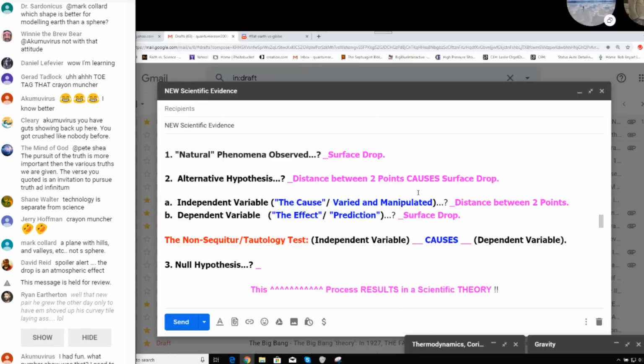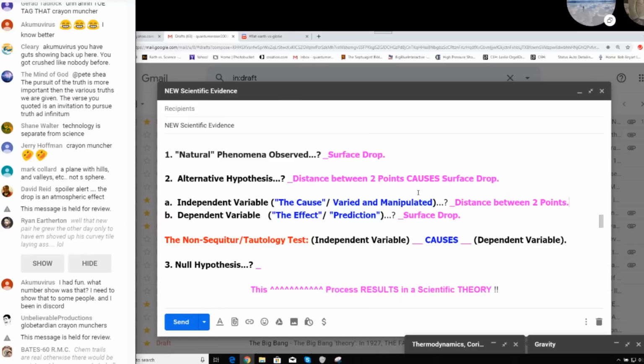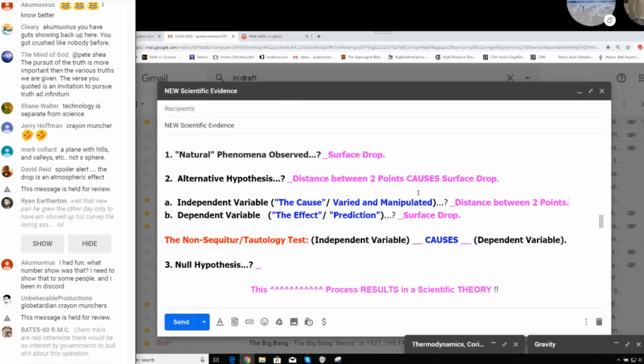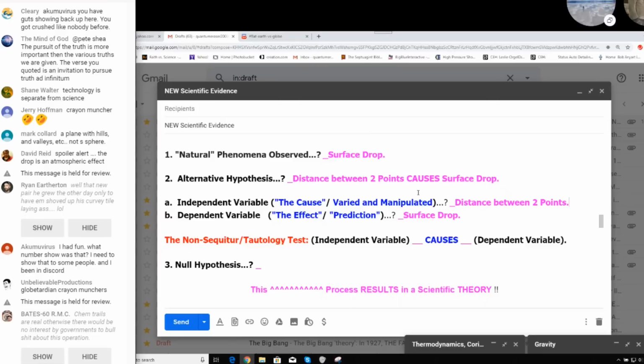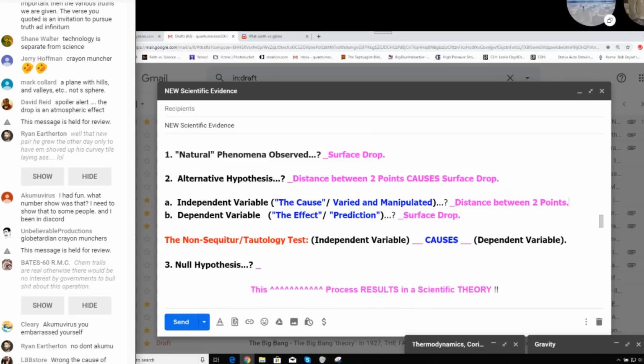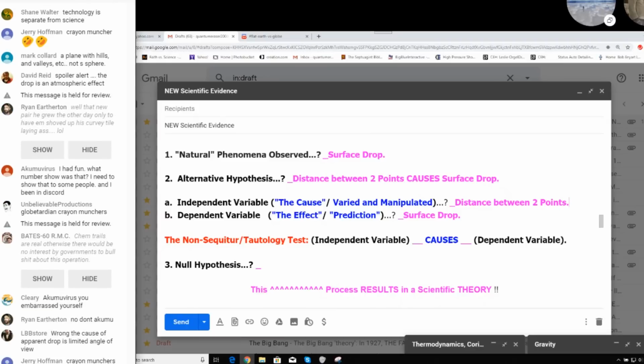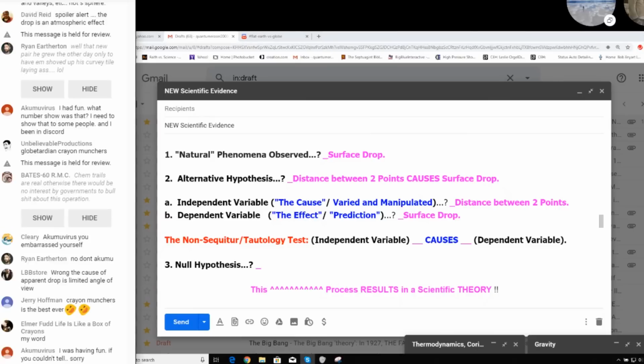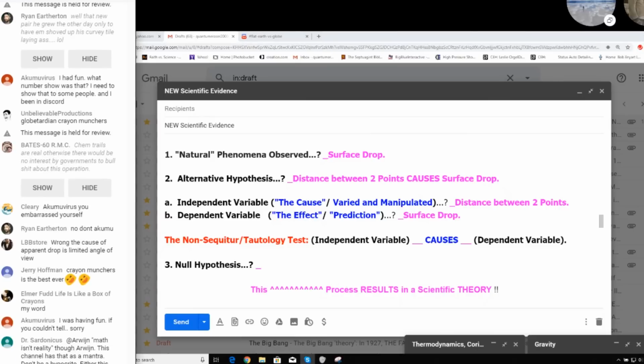Correct. Right. What's this observed phenomena? What's surface drop? The angle at which that surface will be below horizontal. You think that's a phenomena? It's a property. It's a characteristic. It could be whatever you want to call it. It's geometry, not science. Geometry is not part of science.